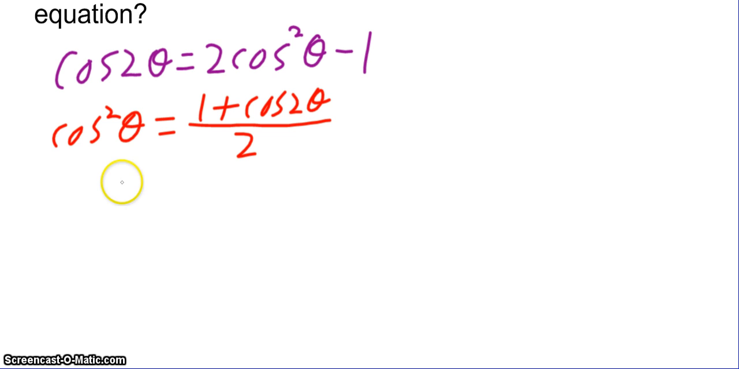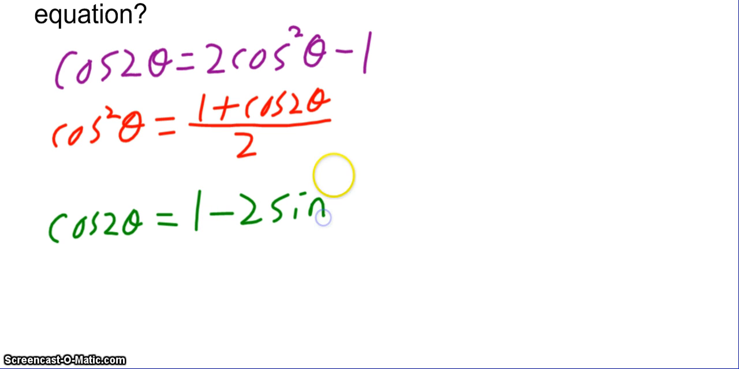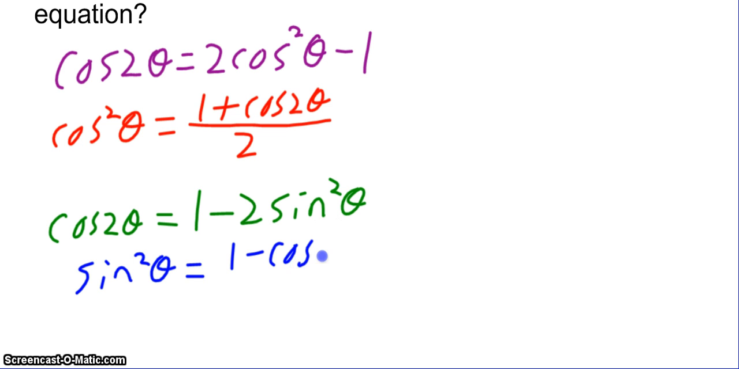We can use the same double angle identity to reduce the power of sine. So we know that cosine of 2 theta is 1 minus 2 sine squared of theta, and therefore sine squared theta is (1 minus cosine 2 theta) over 2. So there I can reduce the power of sine to a first degree.